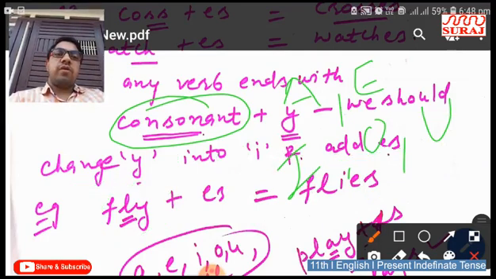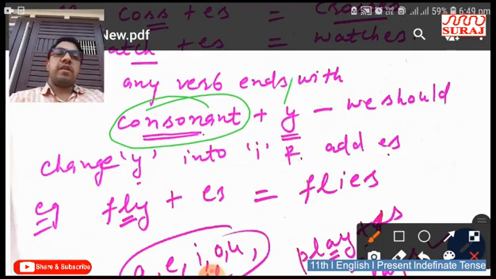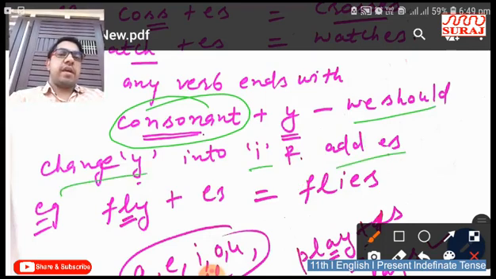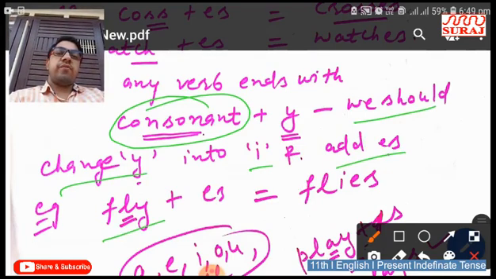In this rule, I just want to tell you only one thing: if we find consonant plus y, in that case we should change y into i and add es. To understand this rule in a better way, there is an example of fly, fly plus es. You change y into i and add es. Okay.